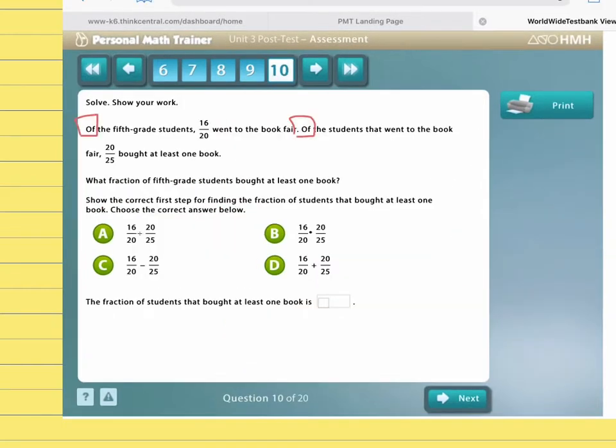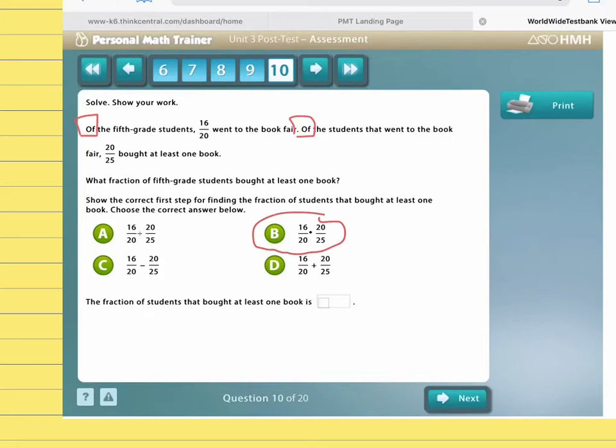Of the 5th grade students, 16/20ths went to the book fair. Of those students, 20/25ths bought at least 1 book. So they're asking what fraction of the 5th graders bought at least 1 book. So of, we know, means times. So we're going to take the original number, which is 16/20ths, and we're going to multiply it by 20/25ths. Of means times. So B is the correct equation to use for this.